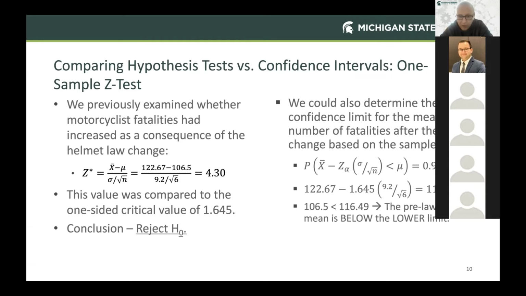Now, as it turns out, that 106.5 average we saw prior to the helmet law change is significantly below that limit. And so what that means, if in fact the helmet law had had no impact, it would be highly unlikely that we would see that low of a value for the population parameter based on the sample data we've collected for the post-legislative change period, okay? Ergo, the pre-law change limit is below, and we would come to the same conclusion ultimately then. We would reject the null hypothesis, okay?